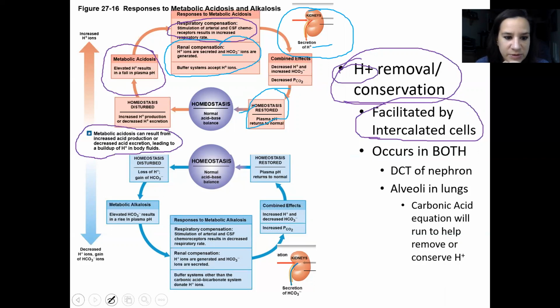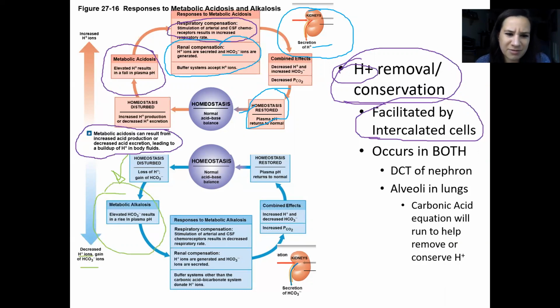Homeostasis is restored. I hesitate to even go over the other part of this, if we end up in alkalosis again, because most of your patients, if you plan on working clinically, are going to come in with acidosis, with diabetes on the rise and the obesity epidemic in the country. More of your patients are going to be acidotic than alkalotic, but people can come in with an alkalosis, meaning that their pH is too high, they have too much bicarbonate and not enough hydrogen.